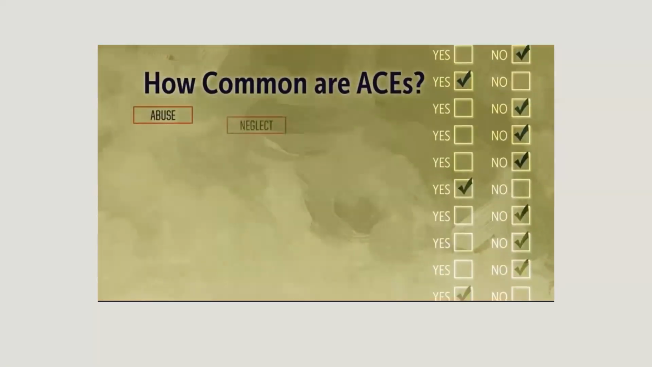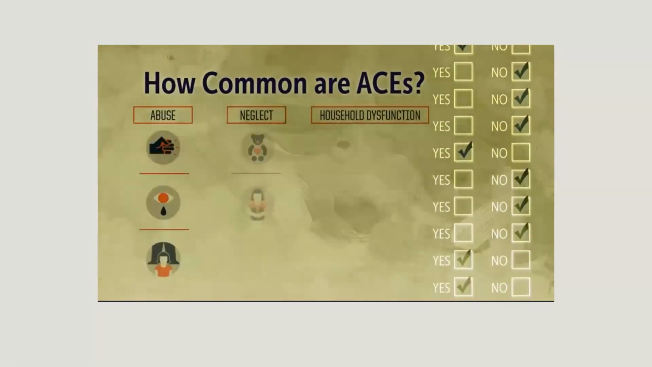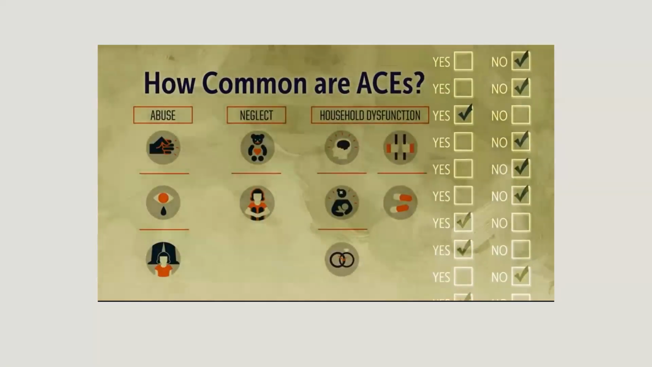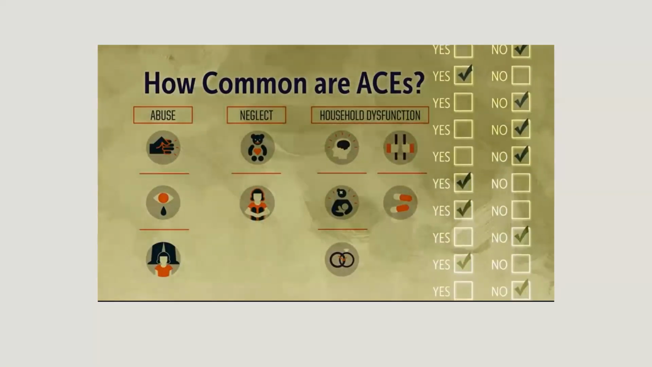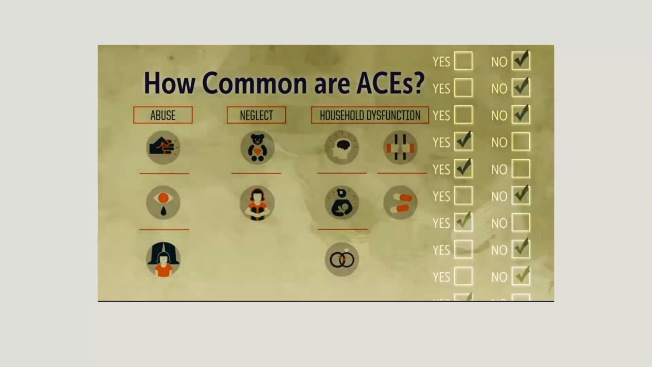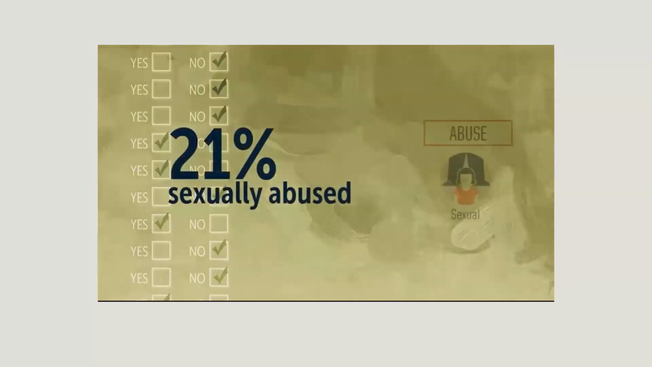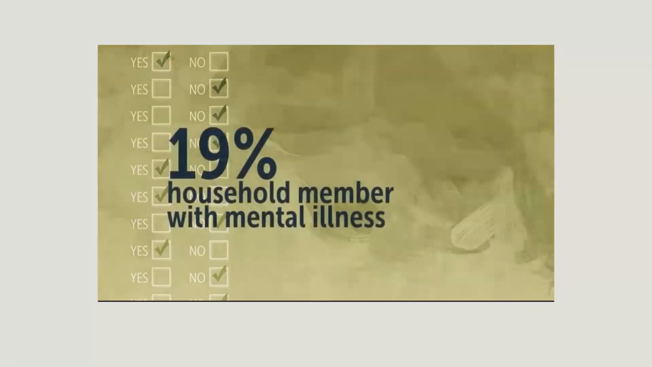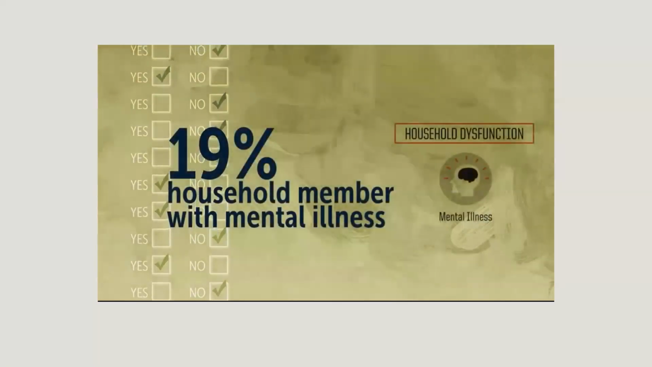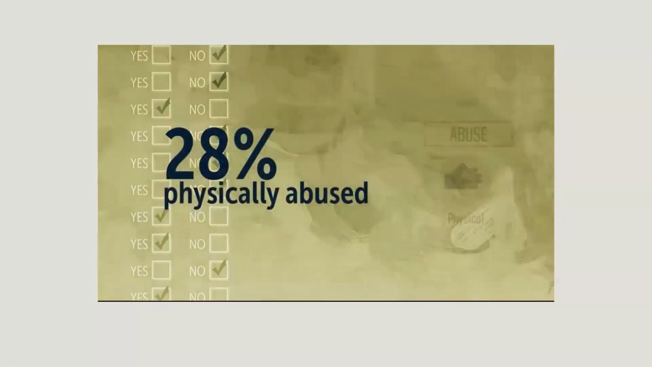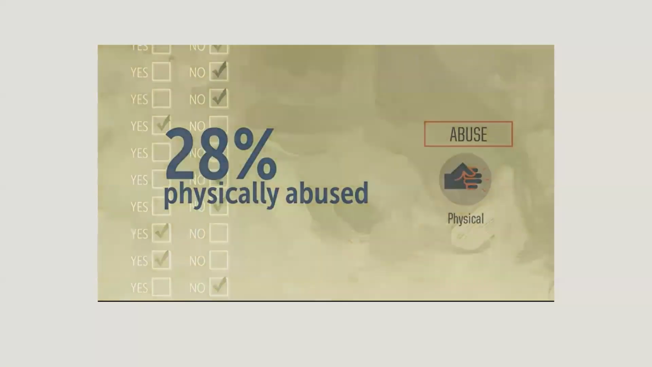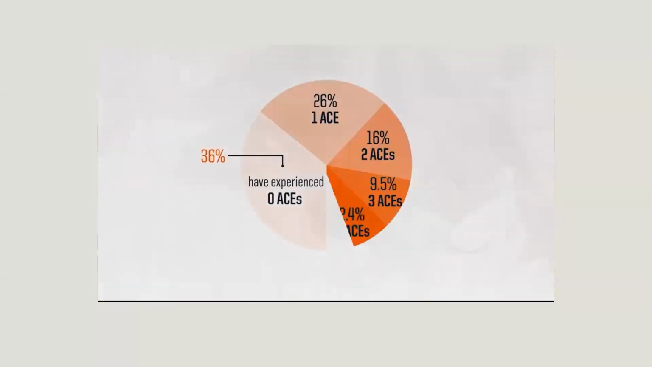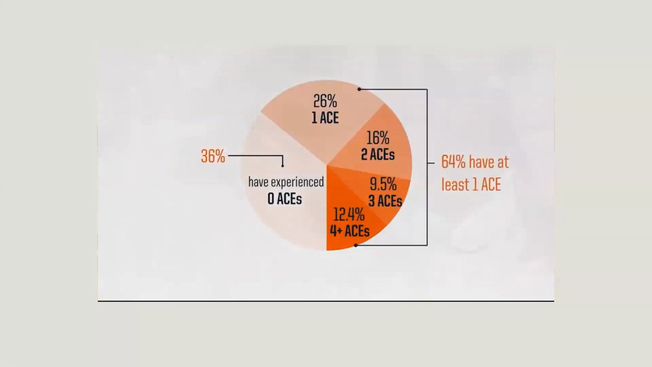Tallied up 10 different kinds of adversity in this largely middle-class and college-educated population. They were stunned to see how common ACEs were. 21% of all respondents were sexually abused as children. 19% grew up with someone who suffered mental illness. 28% had been physically abused. And 2 out of 3 respondents had experienced at least one ACE.